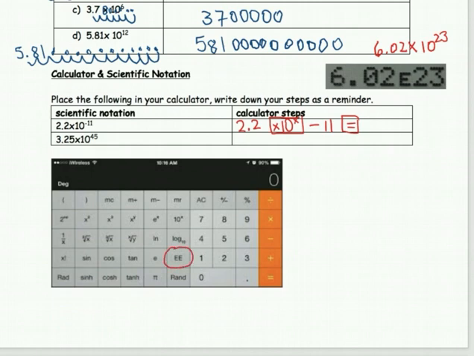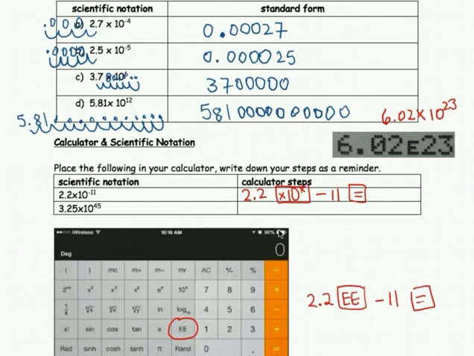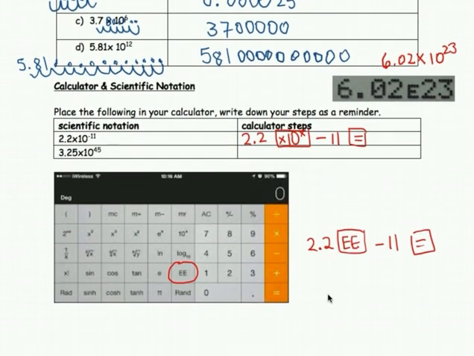So for example, if we're putting in 2.2, you put 2.2, and then you would hit your EE button instead, okay, and then put in negative 11 and then hit equals, and then you'll enter the value in there. So when you put it in, and just another reminder here, make sure that you don't put the subtraction sign in for the negative. Make sure you're using this button here for your negative sign, okay?